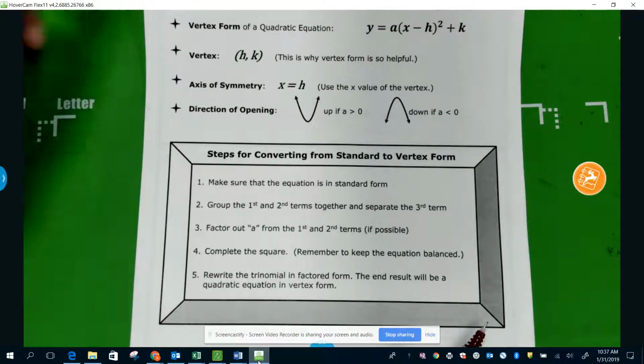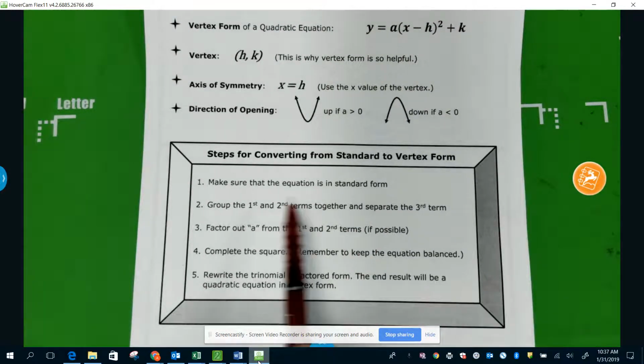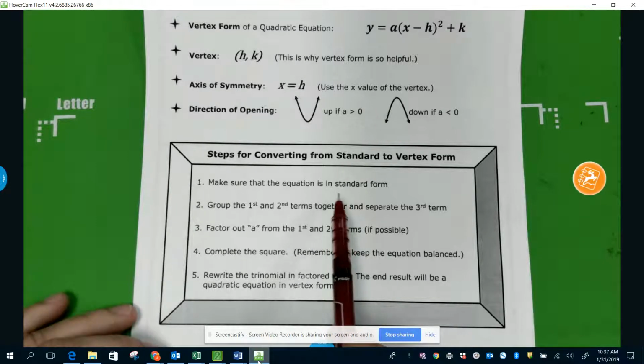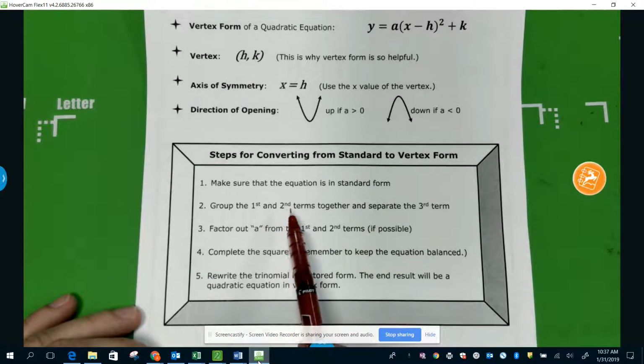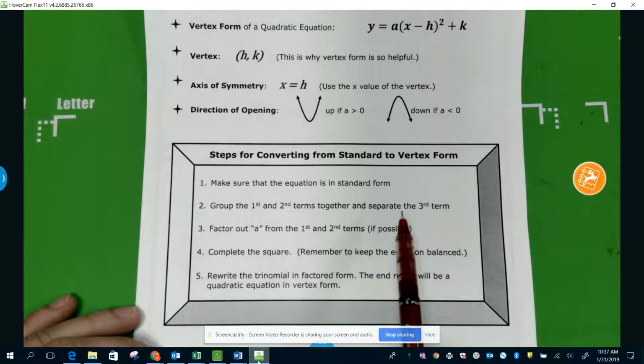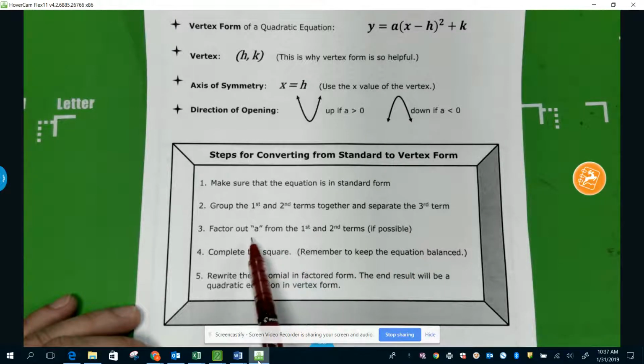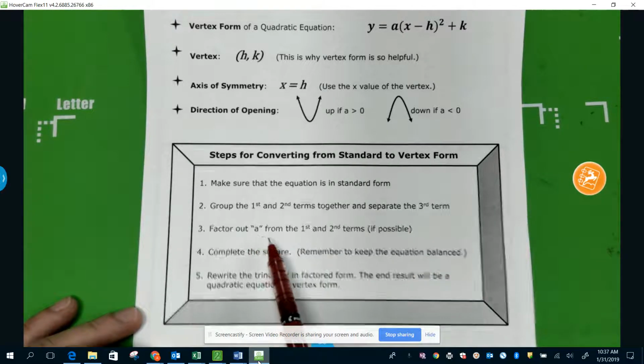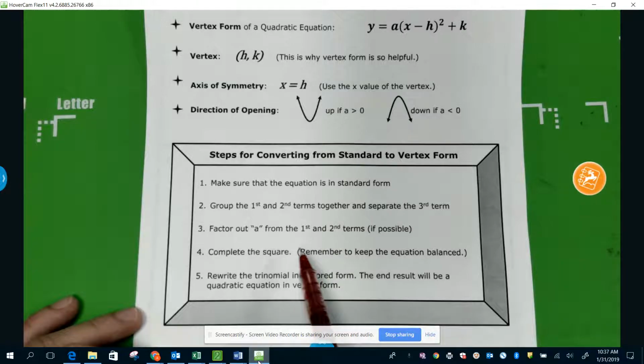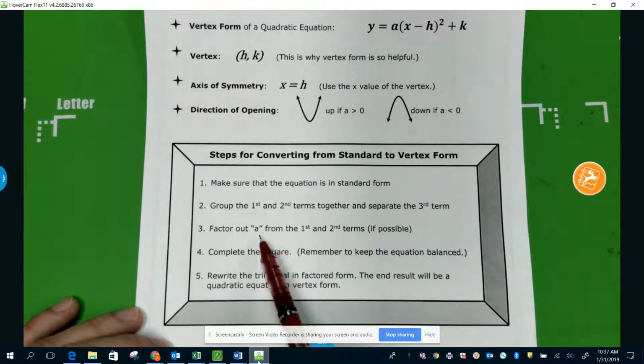So here are the steps we're going to use. We need to make sure that our equation is written in standard form. We're going to group the first two terms together and separate the third term, kind of like we did with completing the square. We need to move that third term and make room for our blank spaces. Factor out the a value of the first and second terms if possible. That's kind of like what we did before we fill in our blank space.